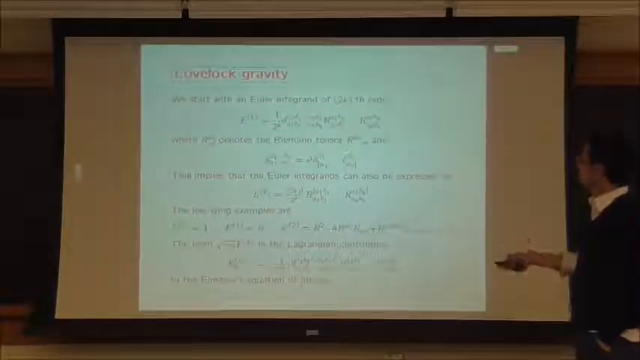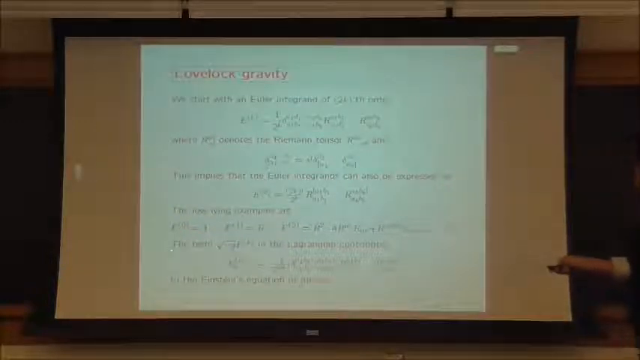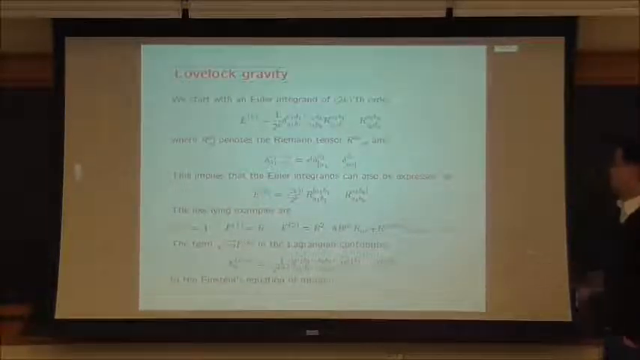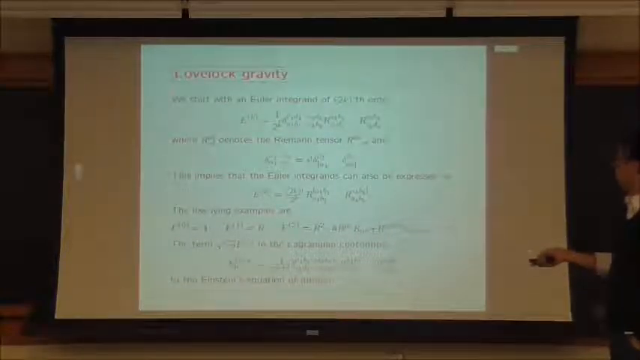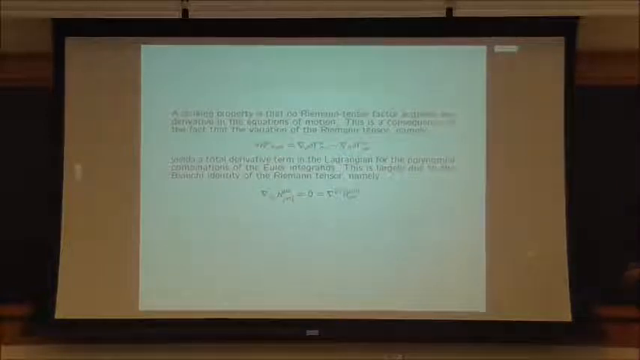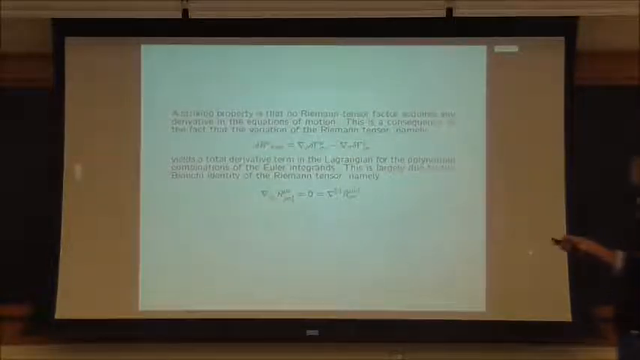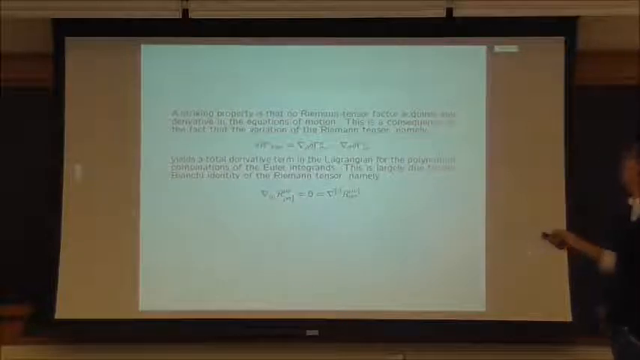But with this particular combination, you find the equation of motion for this term just becomes a combination of the Riemann tensor. There's no derivative. So that means the metric field in this equation of motion only has two derivatives. So that's basically the trick of this. And this is a striking property: no Riemann tensor factor acquires any derivative in the equation of motion.